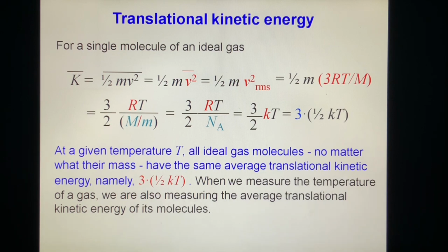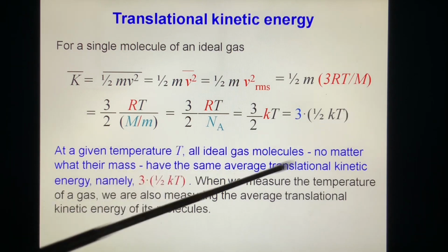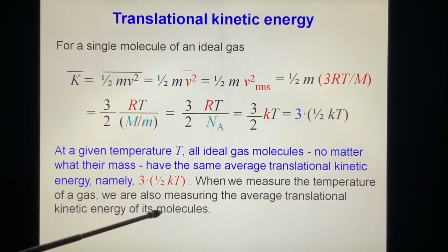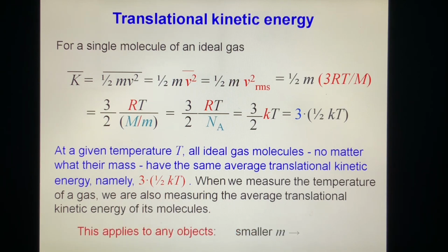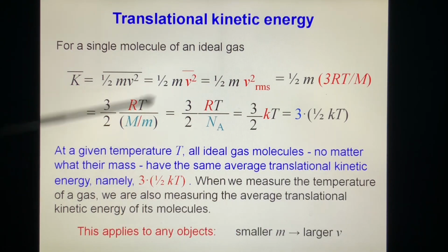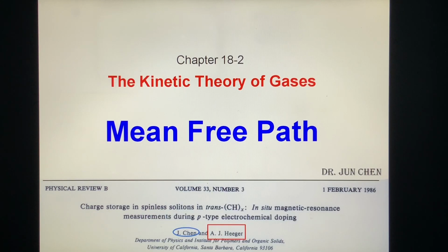When we measure the temperature of a gas, we also measure the average translational kinetic energy of its molecules. This applies to any object, any gas. So if you have a smaller m, then v must be bigger, because the energy is the same. Mean free path.